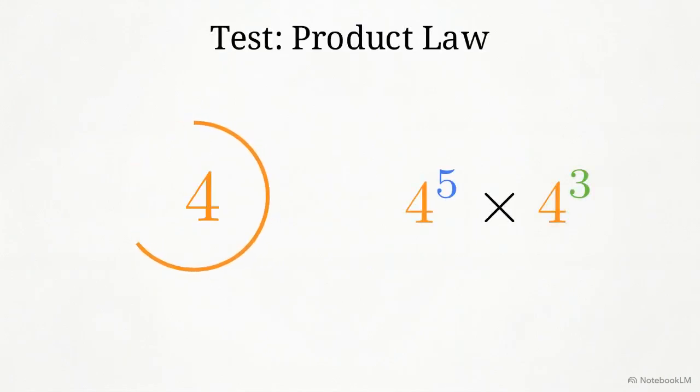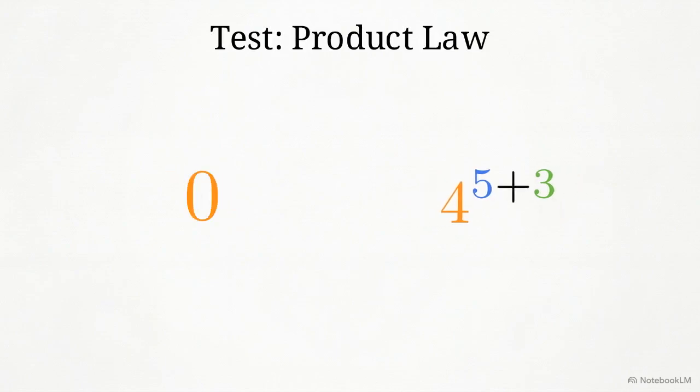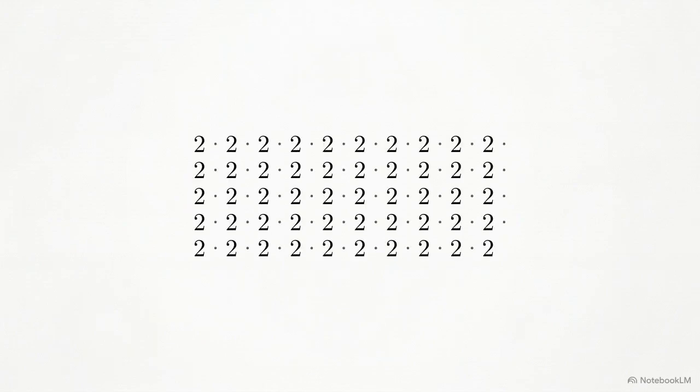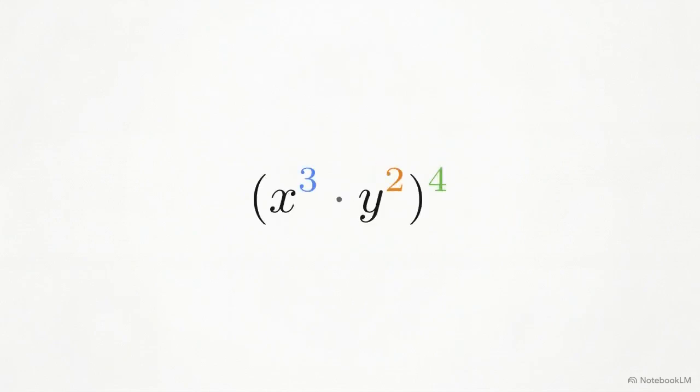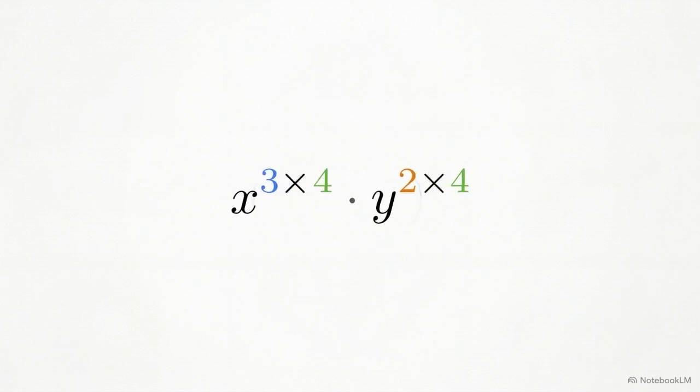Now, a test. Using the product law, simplify 4 to the 5th times 4 cubed. Because the bases match, we add 5 and 3, giving 4 to the 8th power. Mastering these 3 specific laws gives you the capability to bypass tedious long-form calculation and instantly decode complex algebraic expressions.